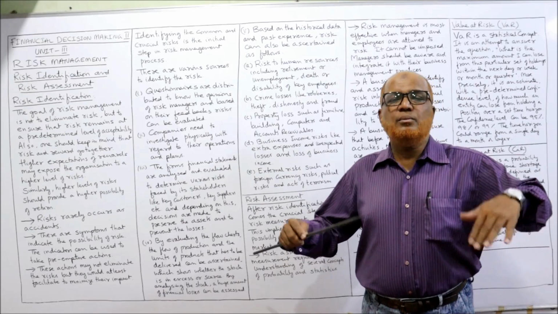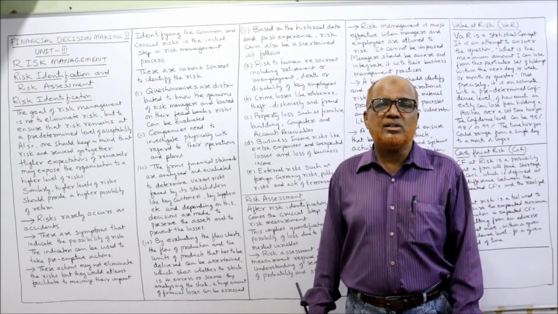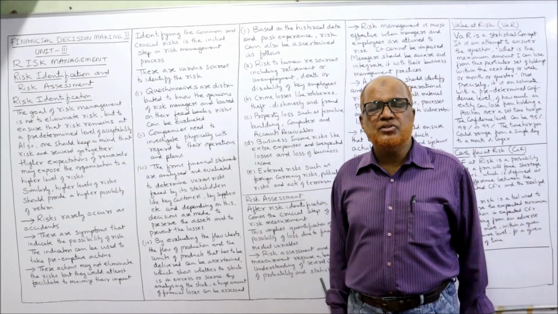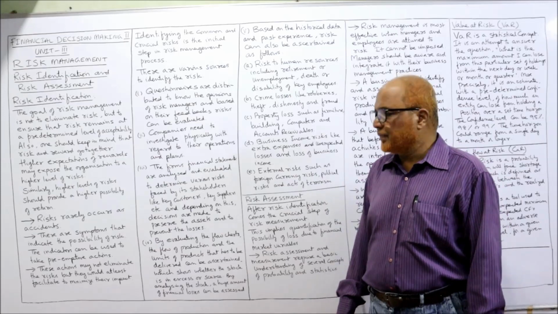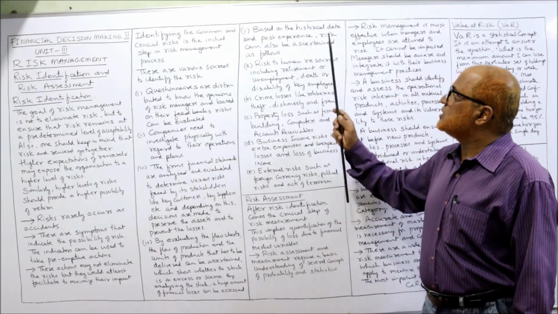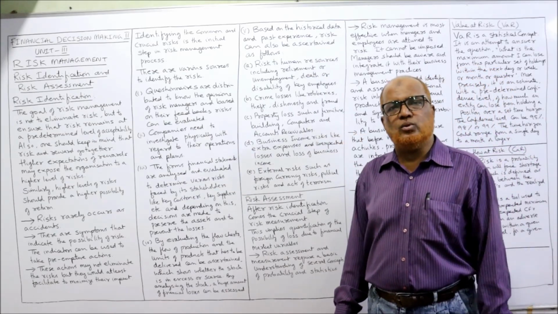Similarly, if unnecessarily more heavy stock is kept, we are losing the money of interest charges. Idle money will not generate any income. So this is the risk. This is also one of the indicators. Next one is based on the historical data and past experience, risk can also be ascertained as follows.